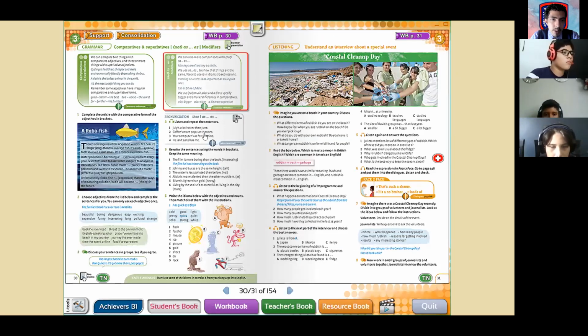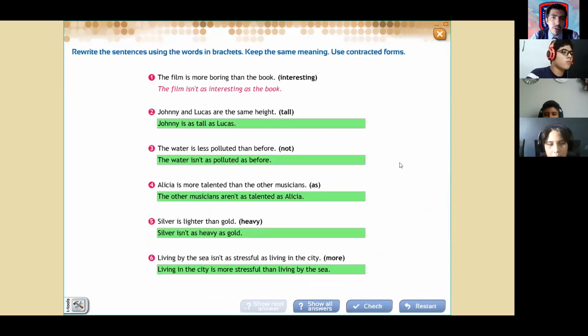Okay, well, I'm going to show you the answers of this, just as an example. This is how the exercise looks like. You need to read the context, of course, first. In the case of number 2, let's see. You have, for example, Johnny and Lucas are the same height. So your answer with modifiers will look like: Johnny is as tall as Lucas. Johnny es tan alto como Lucas. They are the same. You can also say it in the negative. The water is less polluted than before. El agua está menos contaminada que antes. So: the water isn't as polluted as before. El agua no está tan contaminada como antes. That's another way to express comparison.